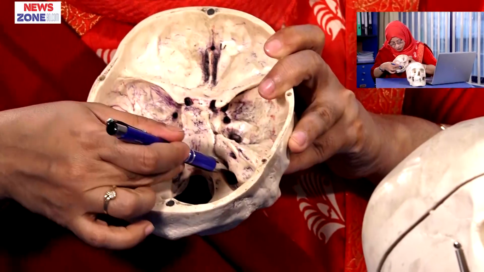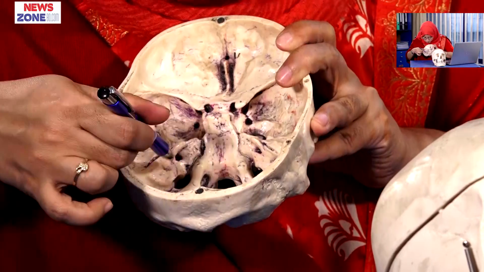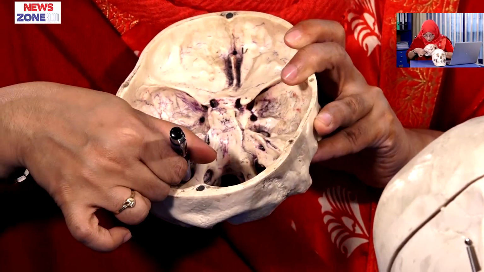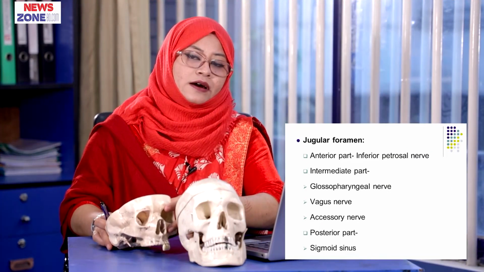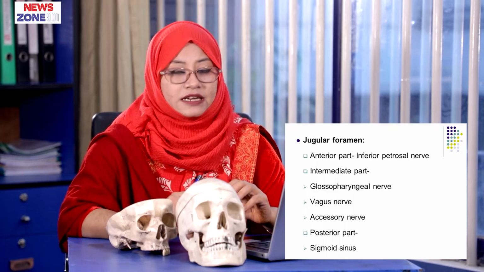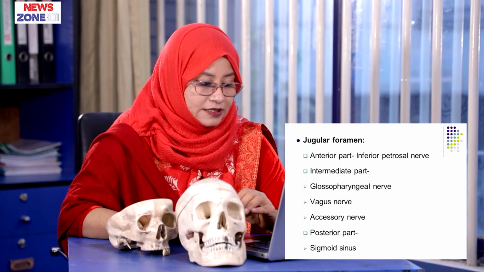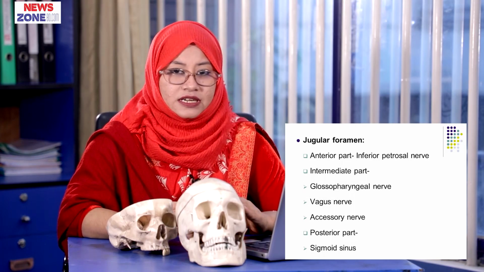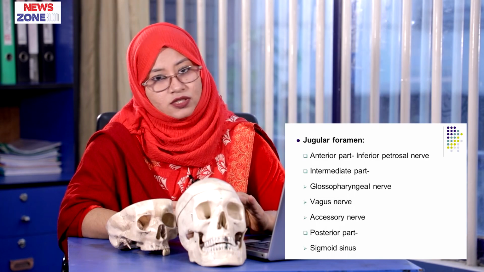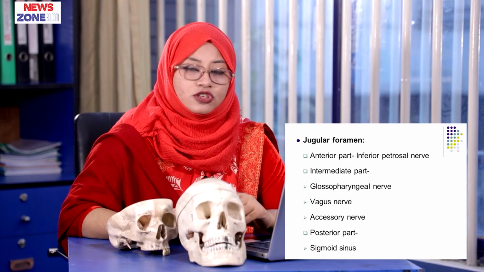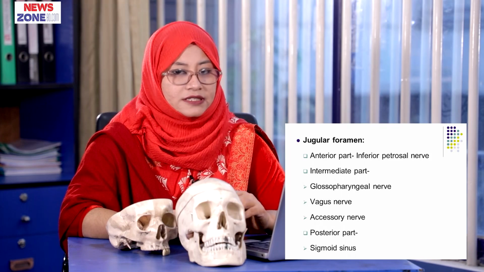Now jugular foramen. This is jugular foramen. It is divided into three parts. Anterior part passes inferior petrosal sinus, intermediate part passes glossopharyngeal nerve, vagus nerve and accessory nerve, and posterior part passes the sigmoid sinus.